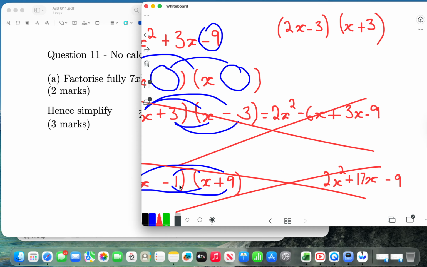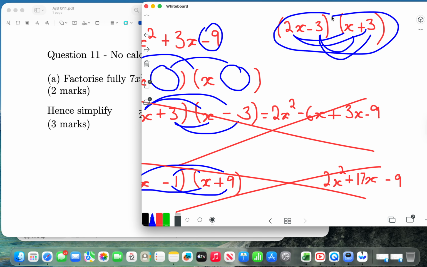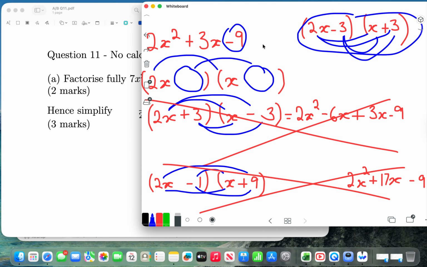We get 2x squared. We get 2x times 3, 6x, -3x, and -9. Now we got the 6x and the -3x. Adding them together gives you the x term of +3x, which we require. So this is the correct factorisation of 2x squared plus 3x minus 9.